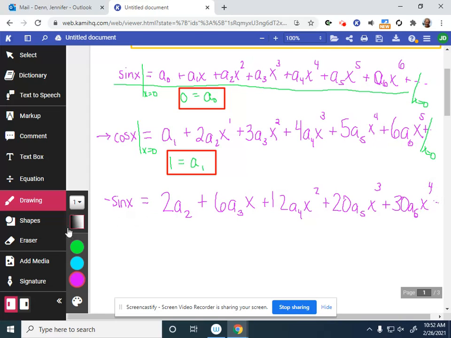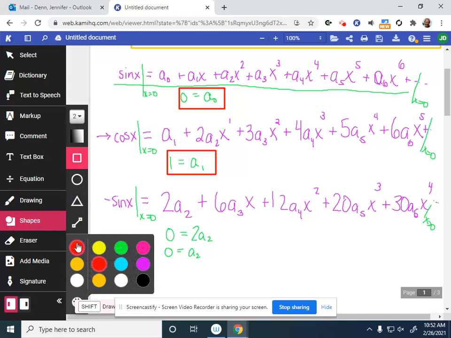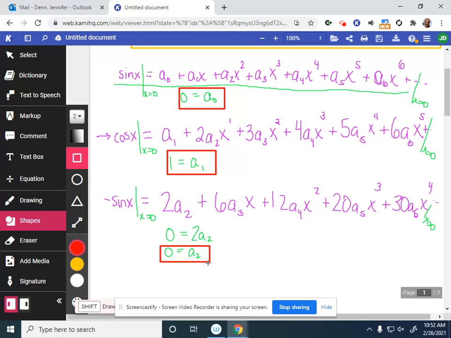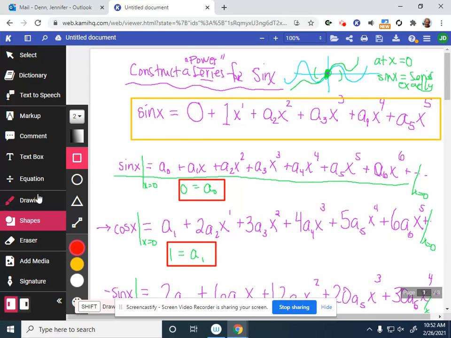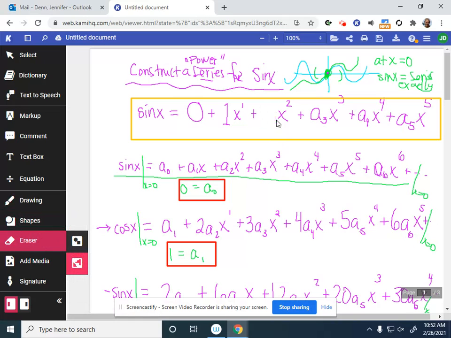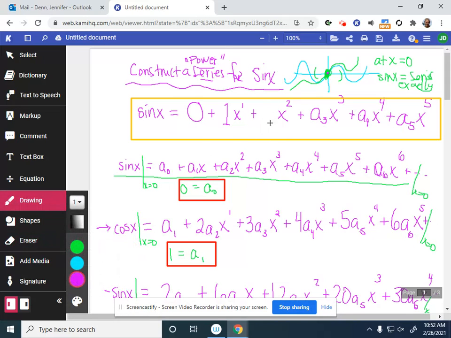And again, that would go on. And then I'm going to take this. I'm going to plug 0 into both sides for x and see what I get. The negative sine of 0 is 0. Plug 0 in for all of these x's, and I'm just left with 2a sub 2. So a sub 2 will equal 0. I can go back up, and now I can replace a sub 2 with what I know a sub 2 is: 0. I'll get rid of that in a second.